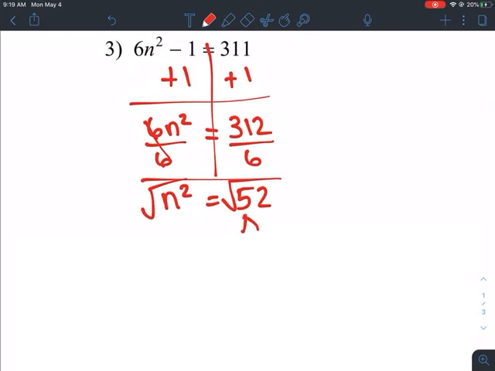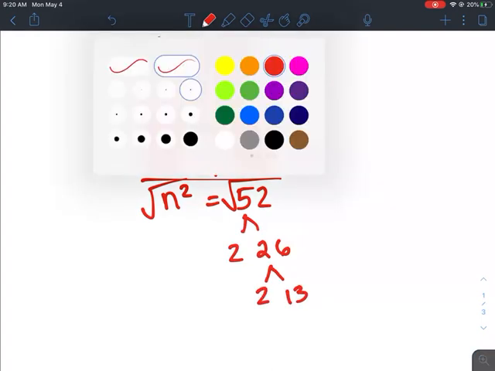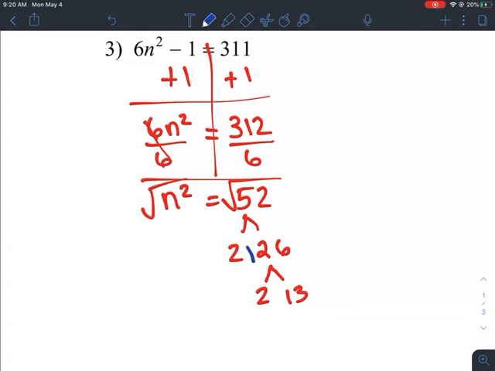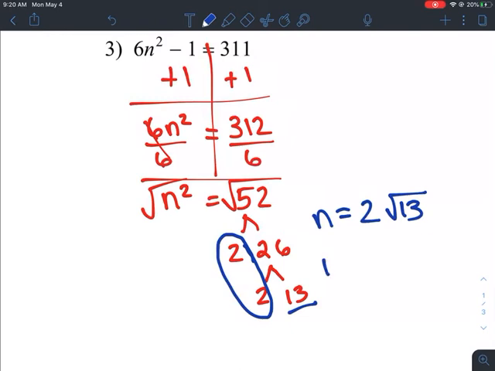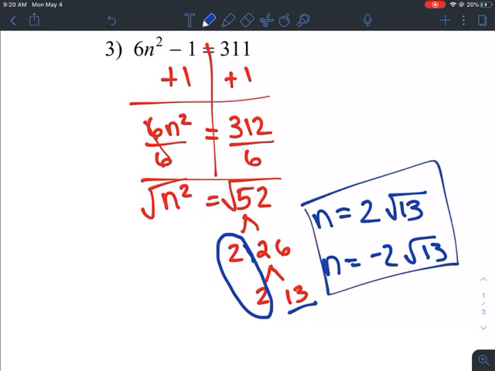Now I've got to break it down. Break down that 52. So when I divide by 2, I get 26. Then I divide by 2 again, and I get 13. So I have a pair of 2s and a 13 left over. So in this case, n equals 2 on the outside and then radical 13. But also negative 2 radical 13. Ta-da!